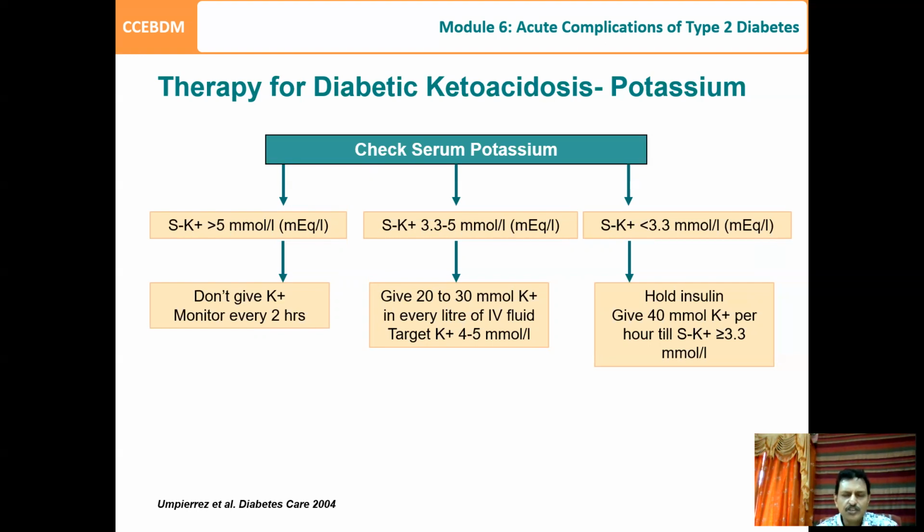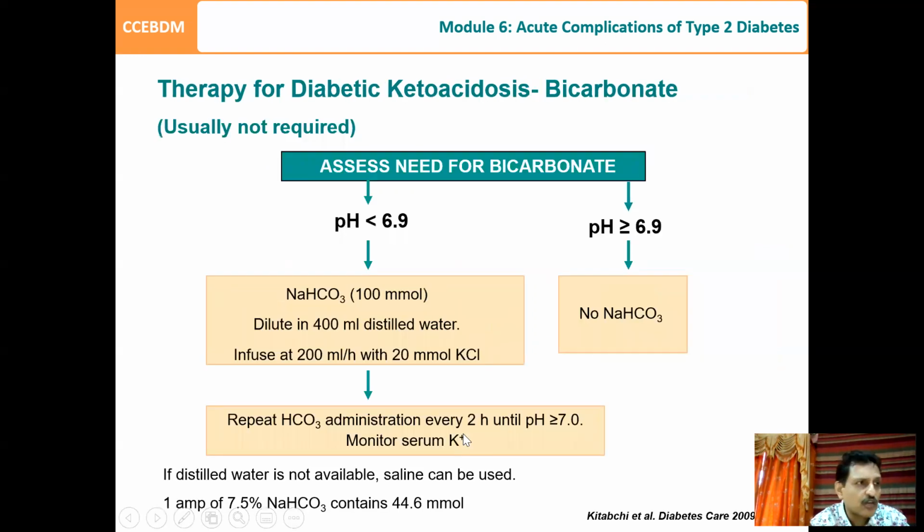I traditionally give 20 milliequivalent in each bottle, and then we check the potassium and see how the potassium level behaves. In most situations, we have to replace a lot of potassium because the intracellular deficit of potassium may be quite high in this diabetic ketoacidosis state. Coming to the potassium, yes.